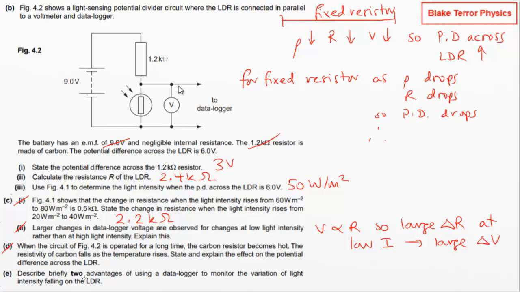Describe briefly 2 advantages of using a data logger to monitor the variation of light intensity falling on the LDR. Right, well, it does continuous recording over time. That's a good one. It's automatic. You don't have to do everything by hand. It's doing automatic recording of data. You can feed your data straight into a computer for analysis. So, that's 3 things. Pick 2 of those.